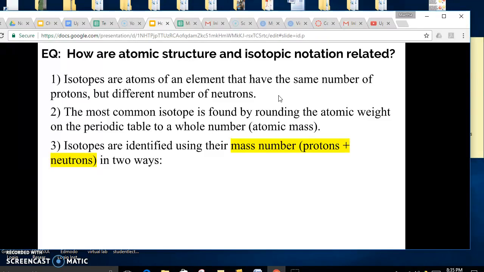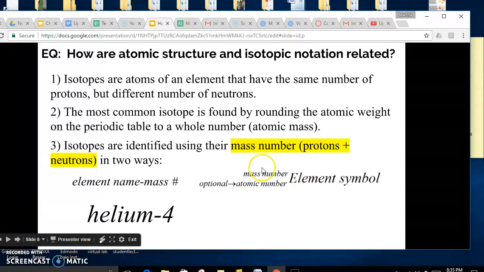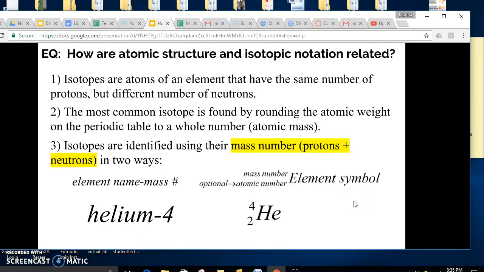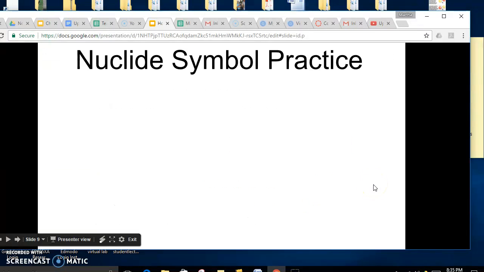Isotopes are written two ways. Remember, we do it in hyphen notation, but also isotopic notation. In hyphen notation, you have the element name followed by the mass number, like helium-4. And then isotopic notation is where you have the mass number on the top and the atomic number on the bottom, and then the element symbol. We will do some practice with this in class, but here's an example of isotopic notation for helium. And here is another way. The atomic number at the bottom is optional, but I would encourage you to always put it there.